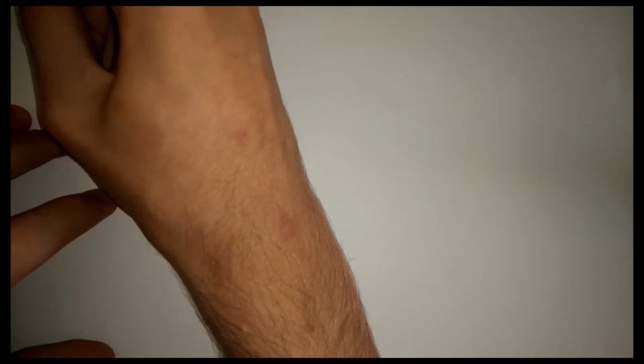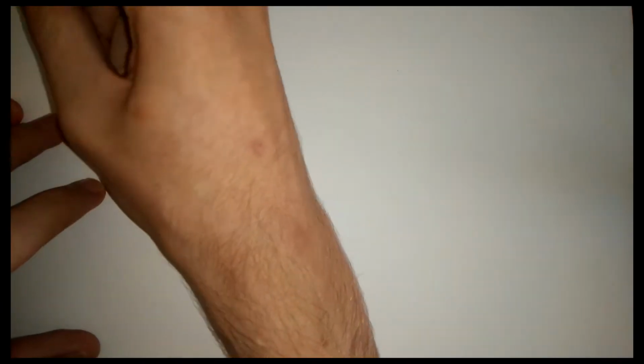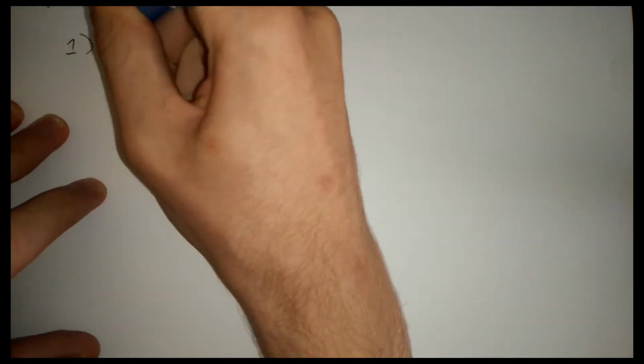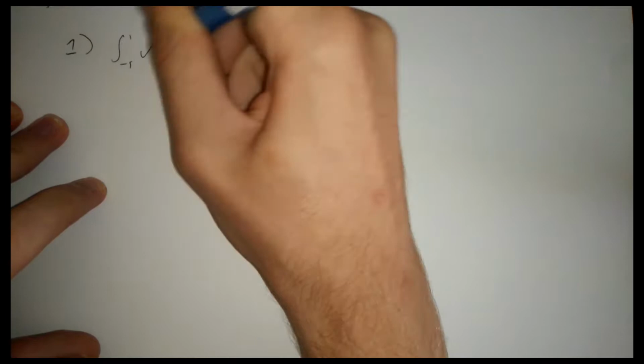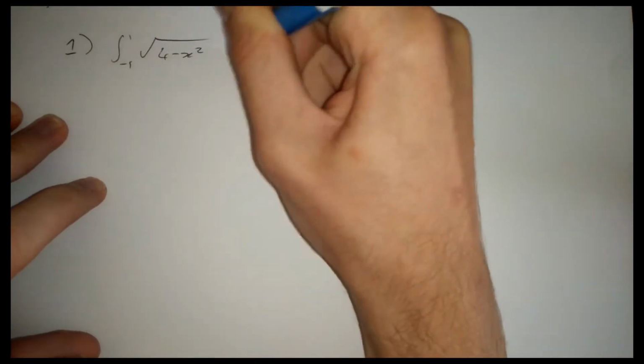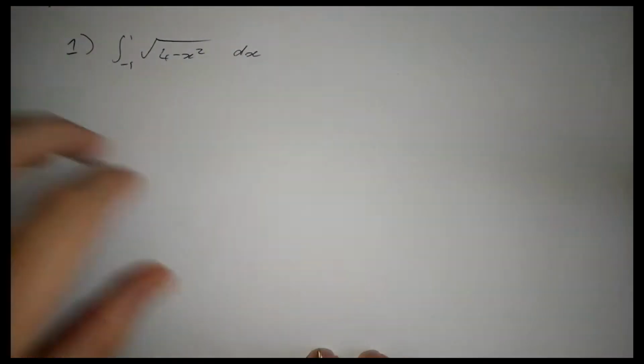So the first integral we have, number 1, I hope you guys can see that, is the integral from negative 1 to 1 of the square root of 4 minus x squared with respect to x.